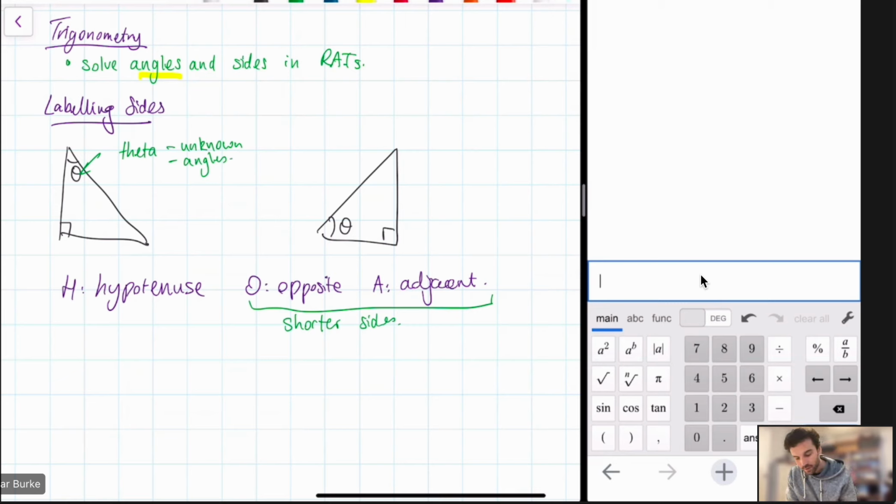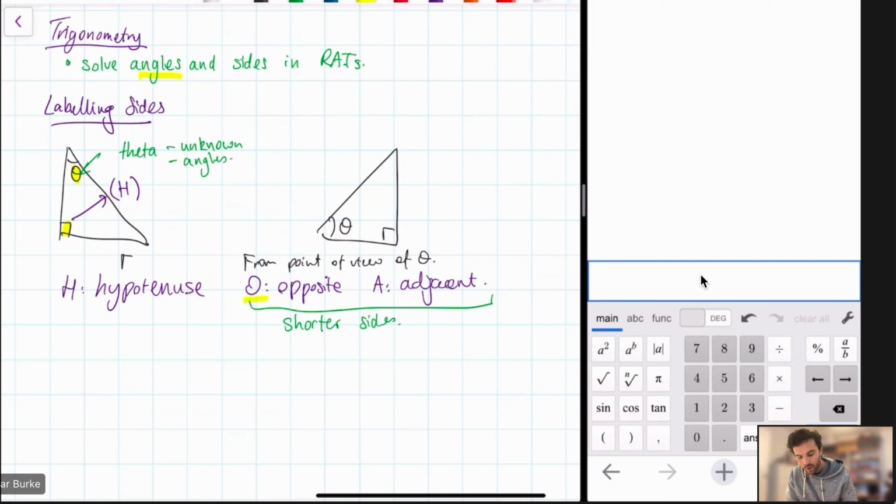Okay, so from the point of view of theta. So we always are looking from theta going, which one's the opposite? Which one's the adjacent? So let's go and label this triangle now. So we start off here, we've got our theta and we've got our right angle here. The hypotenuse is the one I always start off with. It's always opposite the right angle. So I'm going to label this with H. That's the hypotenuse.